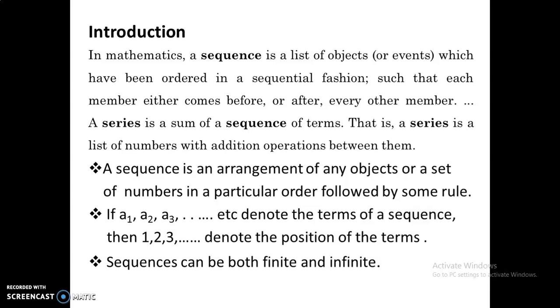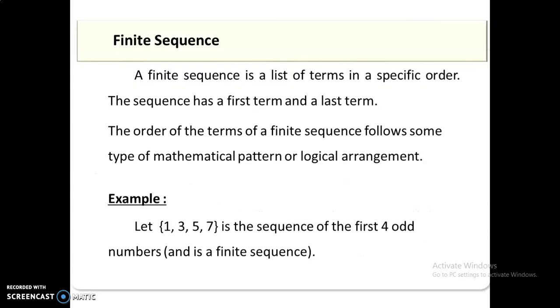So that means a sequence is an arrangement of any objects or any set of numbers in a particular, sequentially ordered way, followed by some rule. For example, suppose A1, A2, A3, etc. denote the terms of a sequence, then 1, 2, 3, etc. denote the position of the terms of the sequence. Keep in mind that the suffixes indicate the position of the terms of the sequence. These sequences can be both finite and infinite.